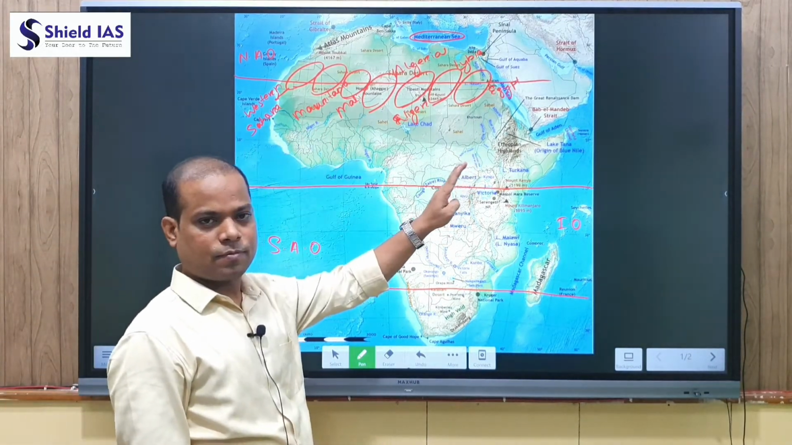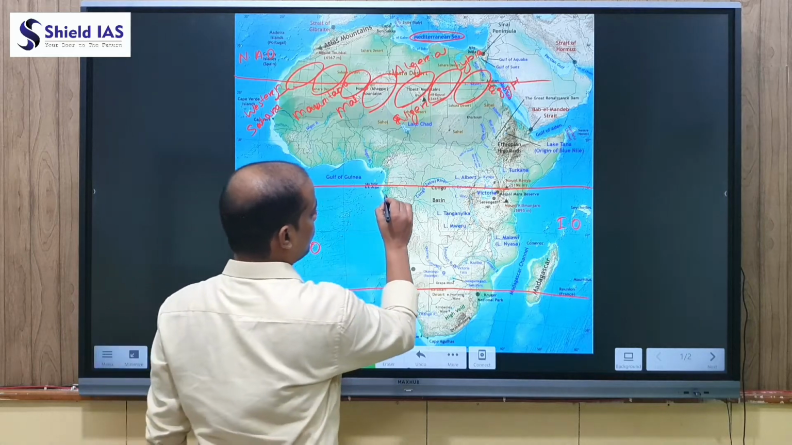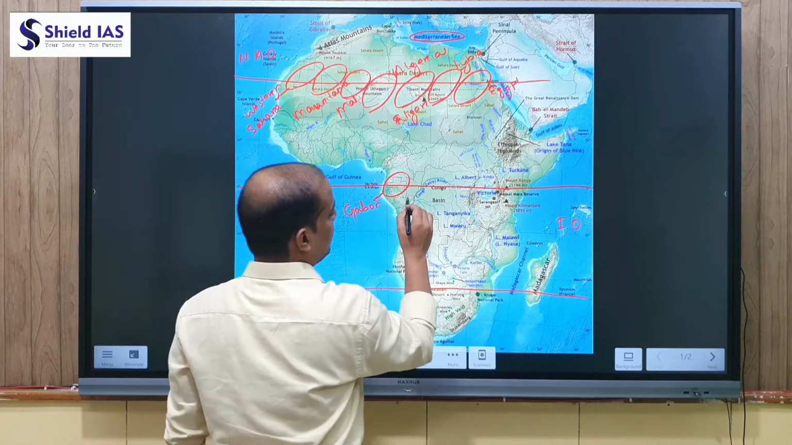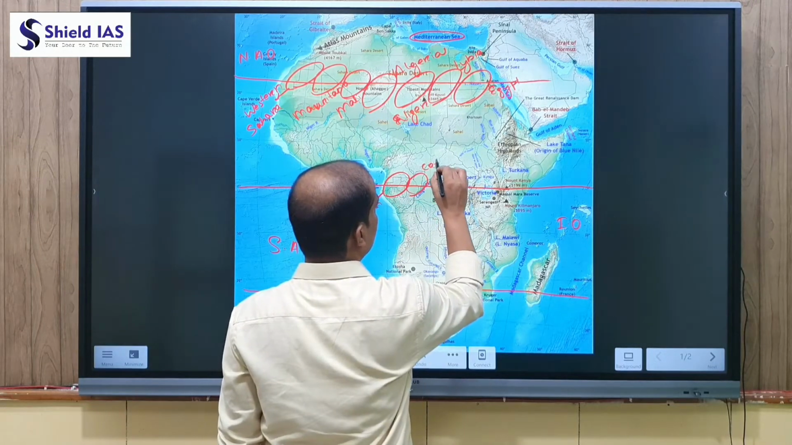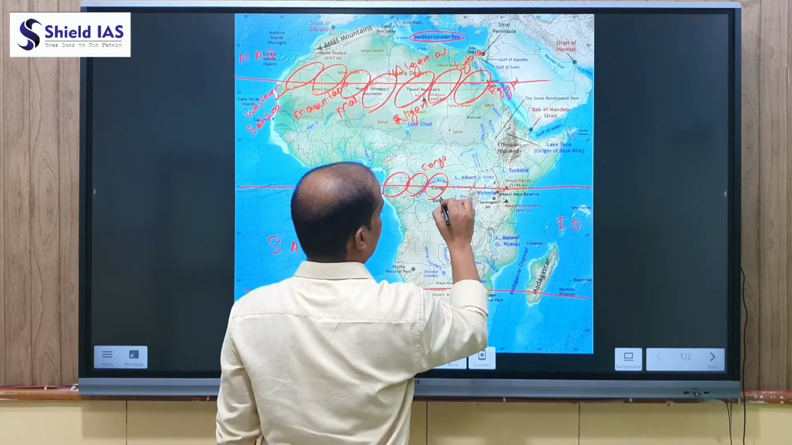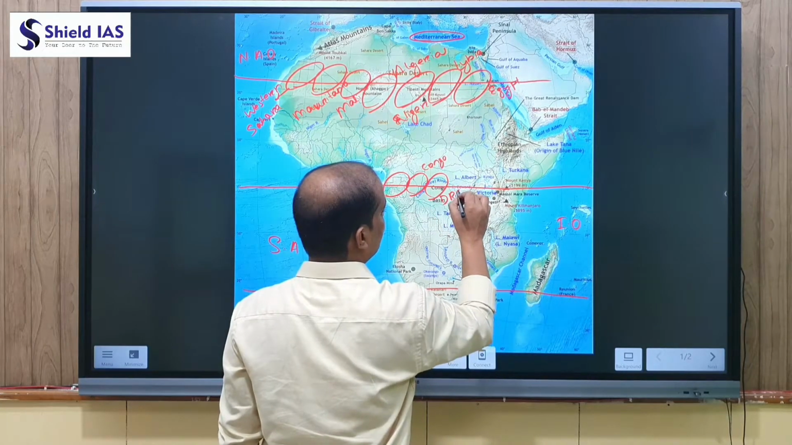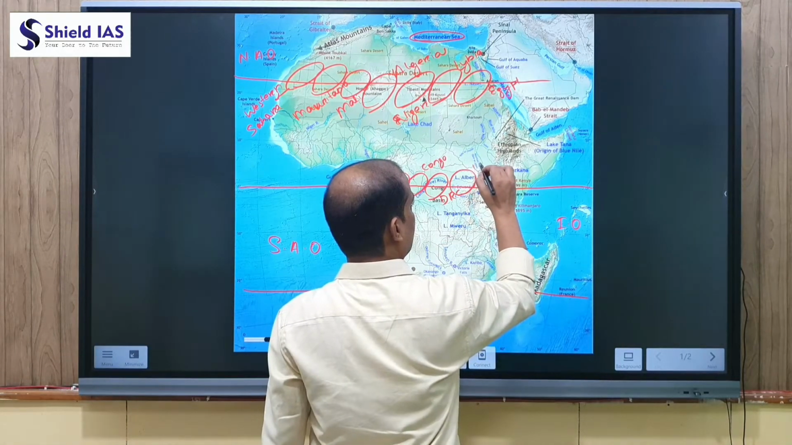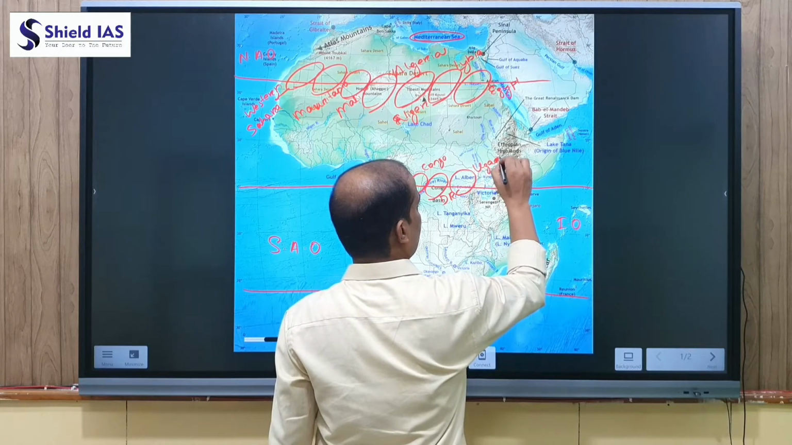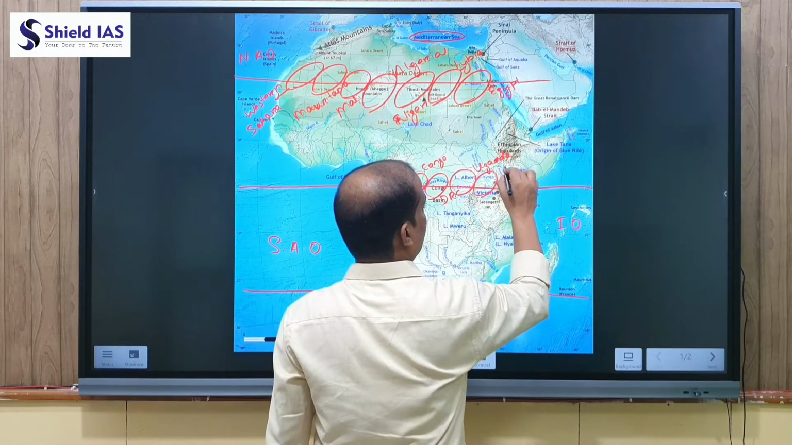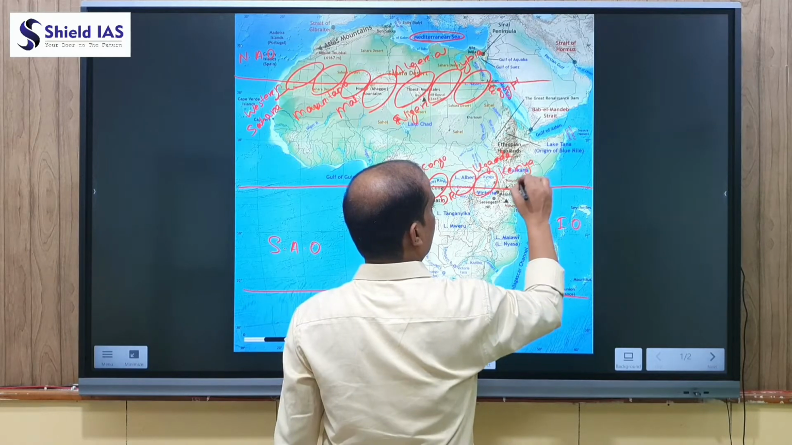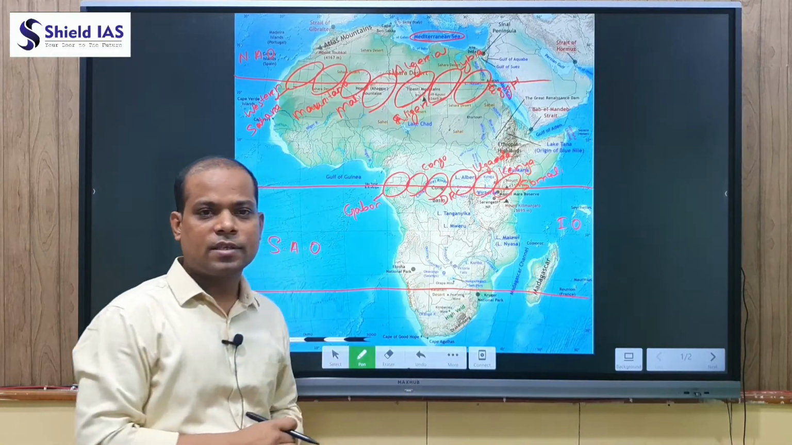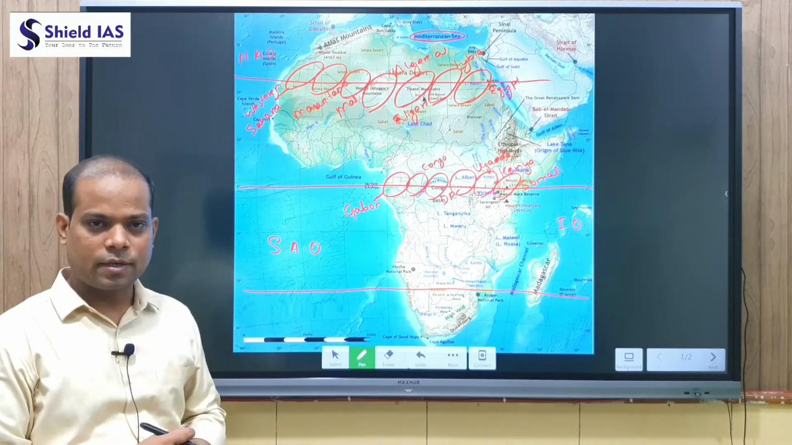from west to east. And at the Equator, in the western part we have Gabon, and east of Gabon we have Congo, then we have the Democratic Republic of Congo, east of the Democratic Republic of Congo we have Uganda, then we have Kenya, and then we have Somalia. So there are 6 countries which pass through the equator of the Africa continent.